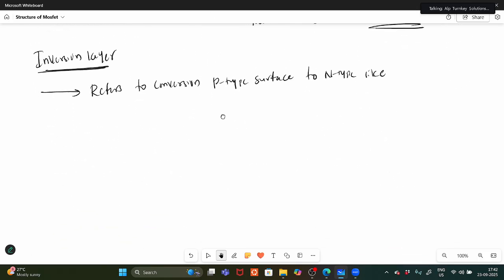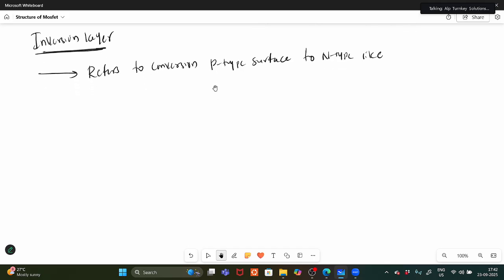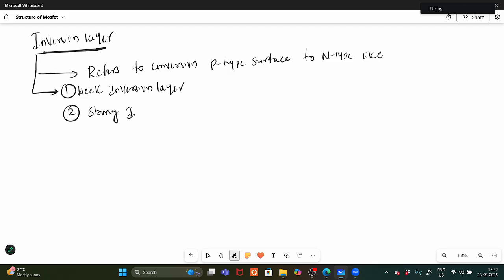And in inversion layer there are two types: one is weak inversion layer and the other is strong inversion layer. Okay, weak inversion layer and strong inversion layer.